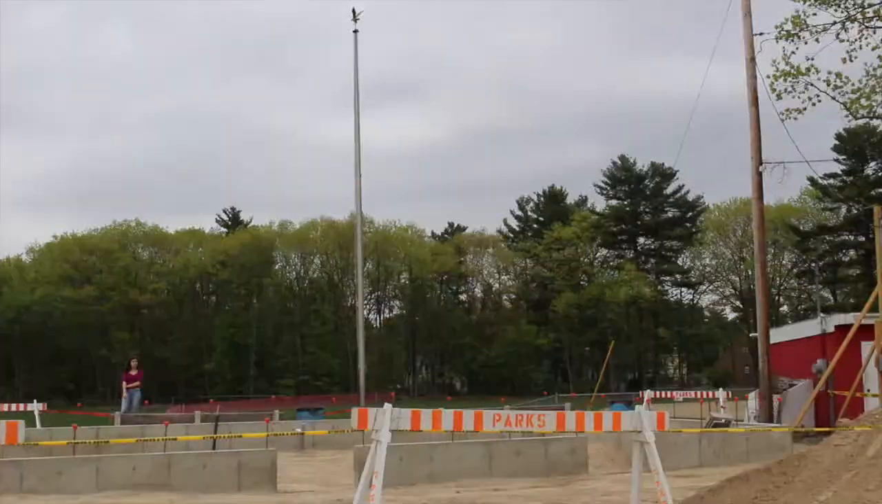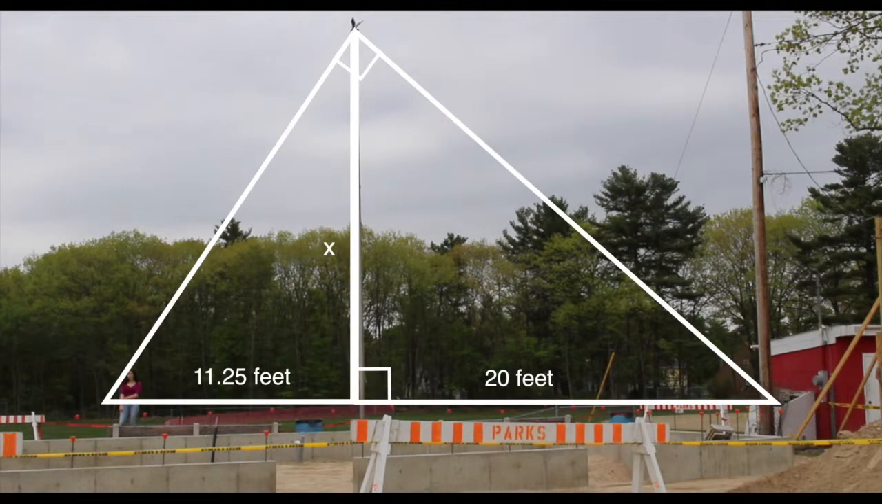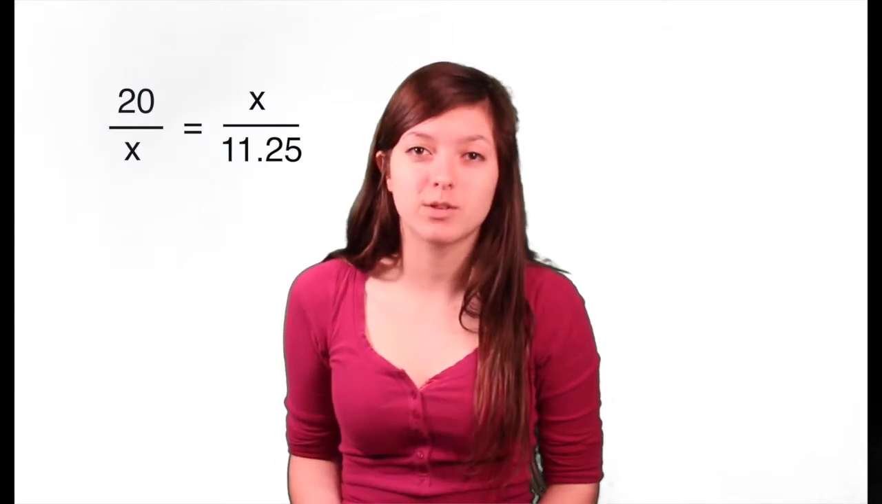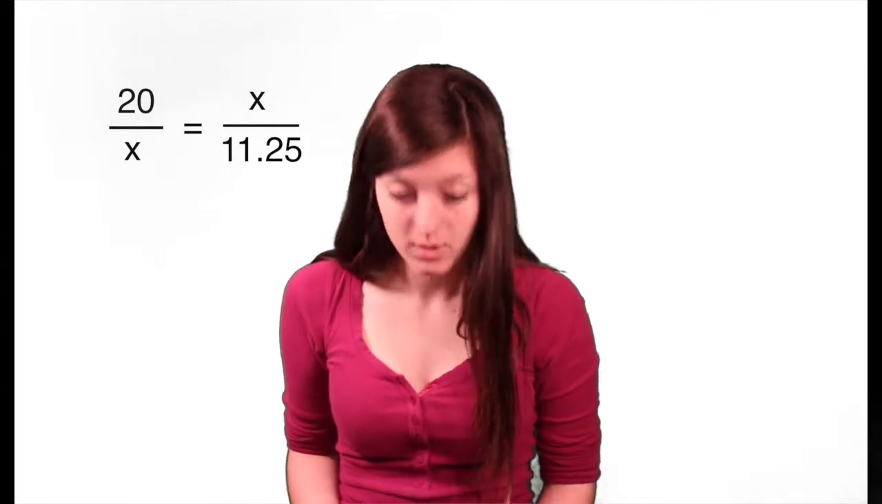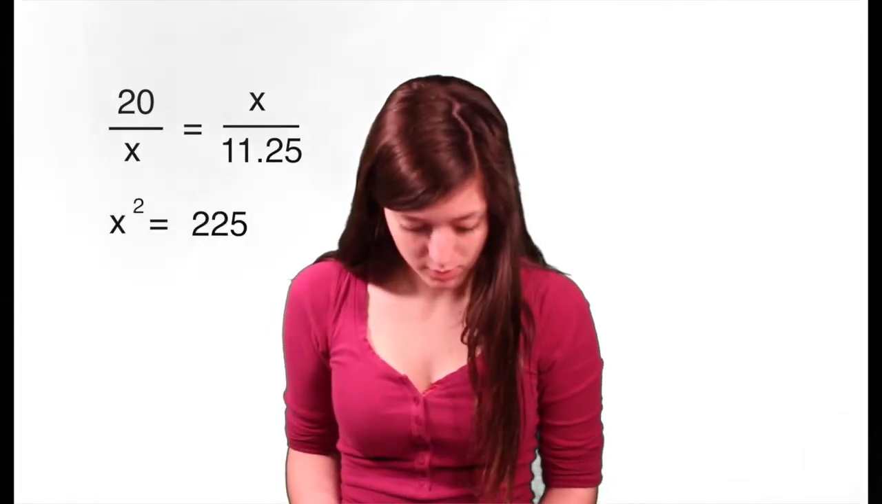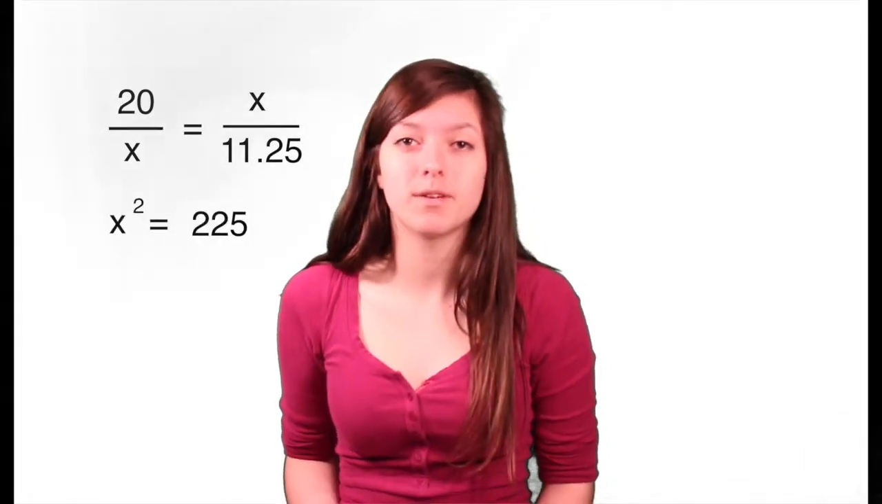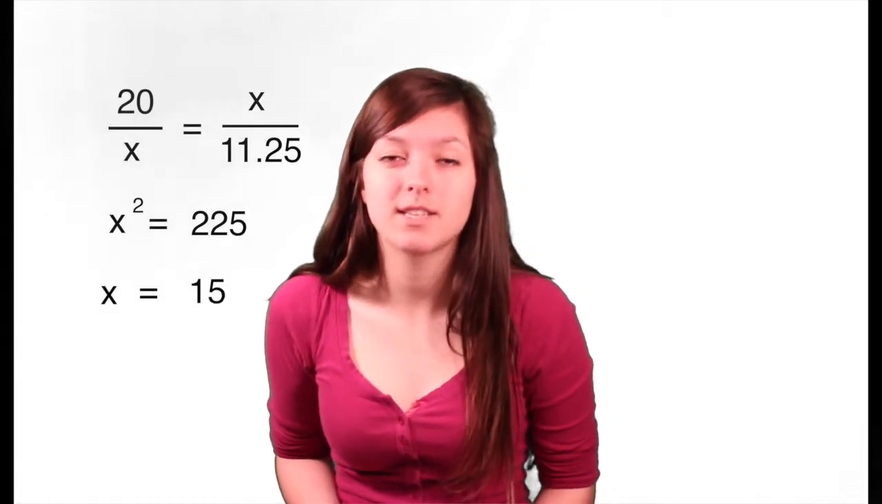Alright, now that we know how to do this, let's see how we can apply it to a real life situation. There is damage at the top of the flagpole. Sarah is standing 11.25 feet away from it, and the telephone pole is 20 feet away from it. The angle from Sarah to the top of the flagpole to the bottom of the telephone pole is 90 degrees. We can set up the proportion 20 over x equals x over 11.25. We now cross multiply and get 225 equals x squared. Then we take the square root of both sides and get 15.